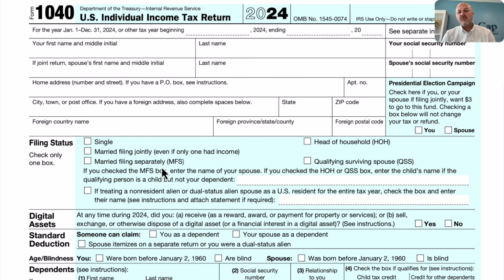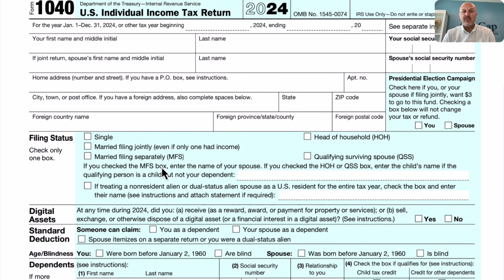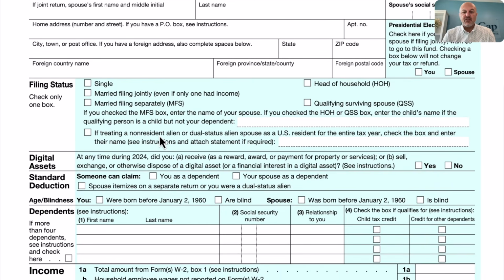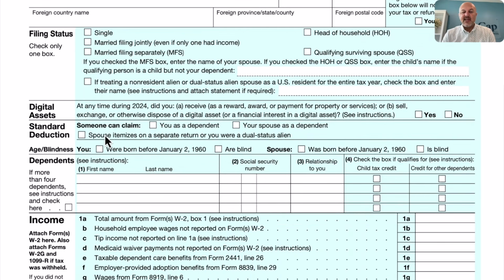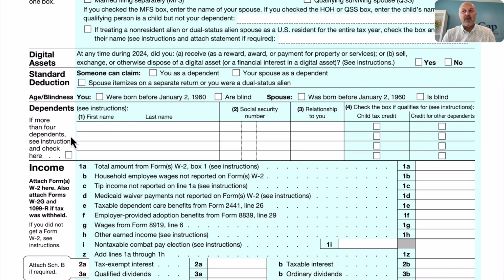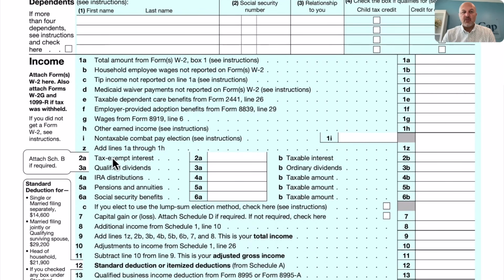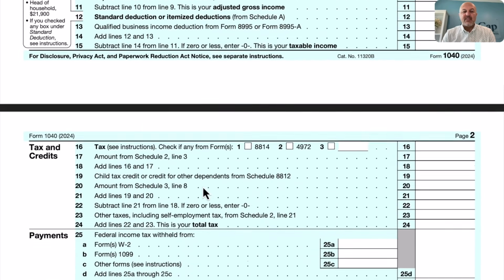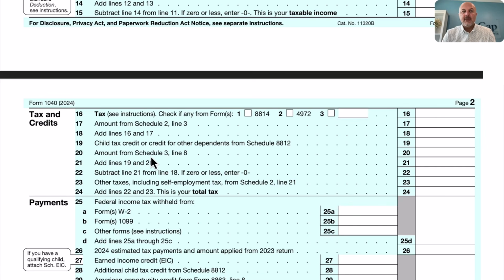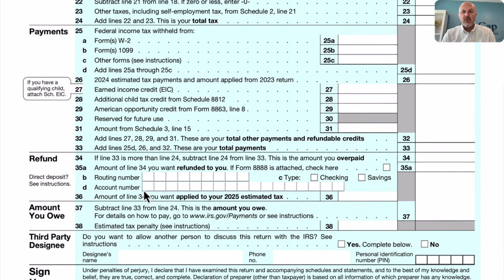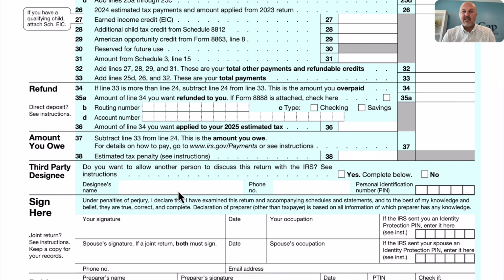So I'm going to break down the 1040 and we're going to go through each section individually. For example, I'm going to go over the personal information section, the filing status that we see here. I'm going to define each of the filing statuses, the digital assets and standard deduction. I'm going to explain what those mean. The dependent section: I will define what a dependent is and who qualifies as a dependent. We're going to go over the major income sources. Next, we're going to go over the tax and credits and what qualifies as taxes and credits. Then we're going to go over the payments portion, and then the refunds and the amounts you owe. And then lastly, we're going to go over the third-party designee and what that means.